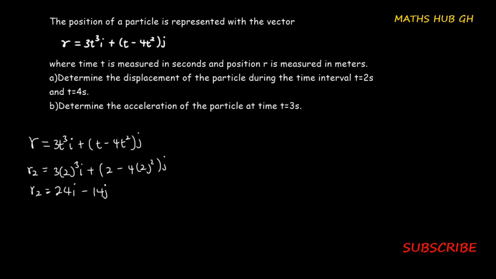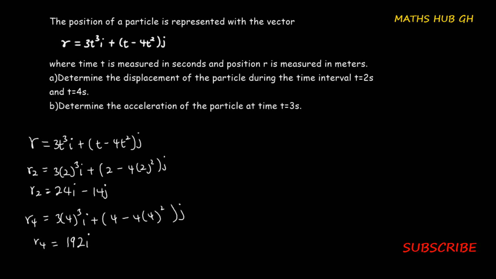So I'm going to do the same thing for the second time value. I'm going to have 3 into bracket 4 cube i, plus 4 minus 4 into bracket 4 squared multiplying j. So let's simplify these two and see what you get. 3 multiplying 4 cube will give us a value of 192. So we have 192i.